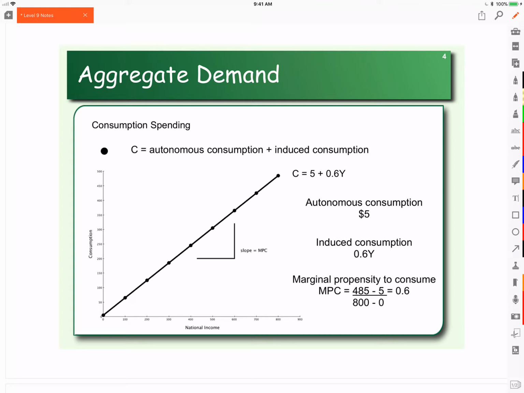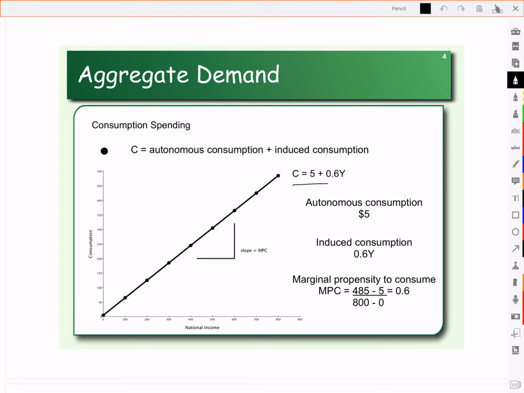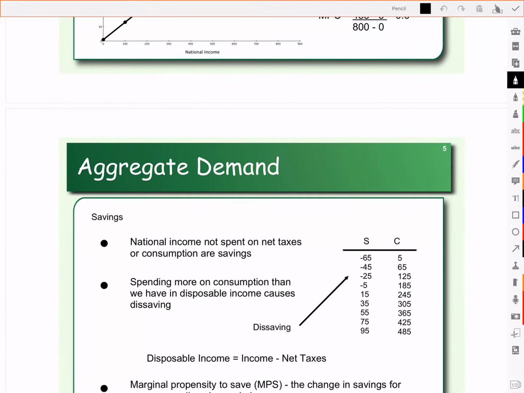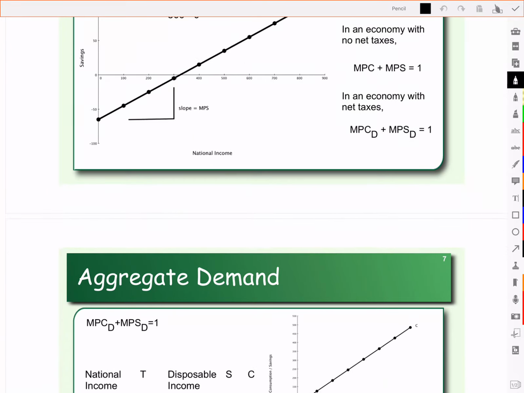Now that we have found the consumption function, so we found that C is equal to 5 plus 0.6y, we need to ask ourselves what would cause this consumption function to shift up or shift down. That is, what would increase autonomous consumption spending. So let's look at the determinants of consumption spending.